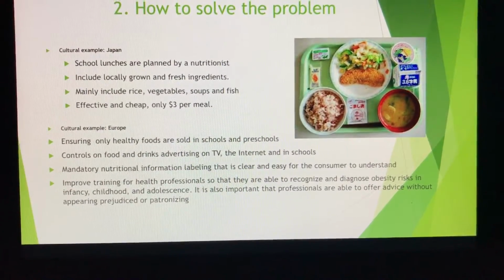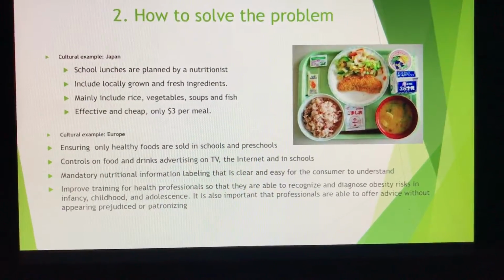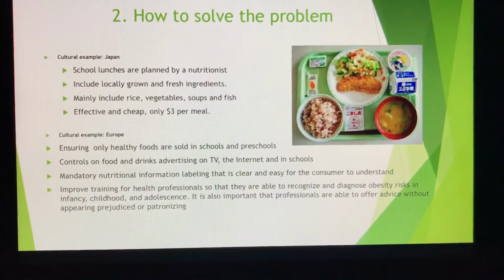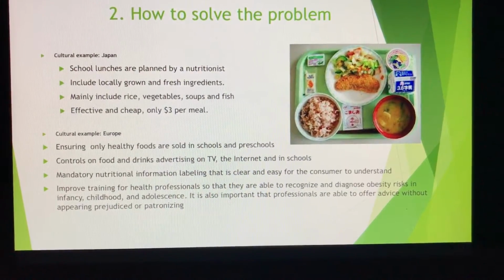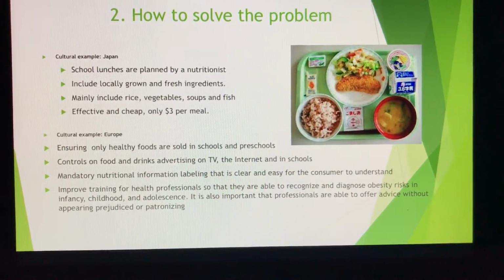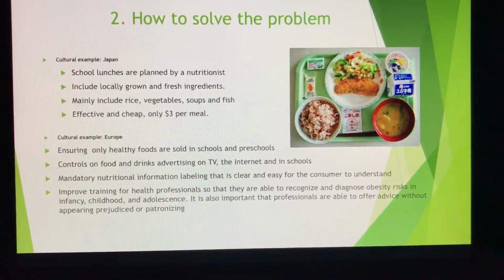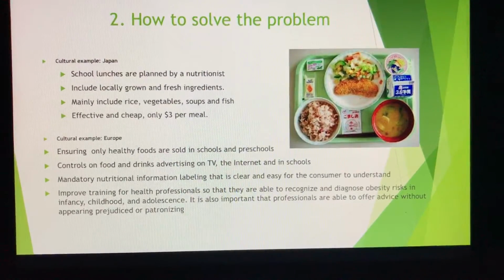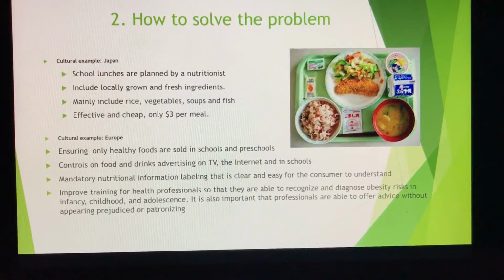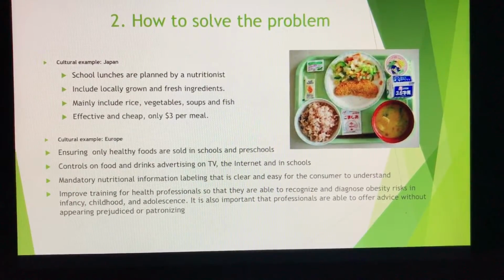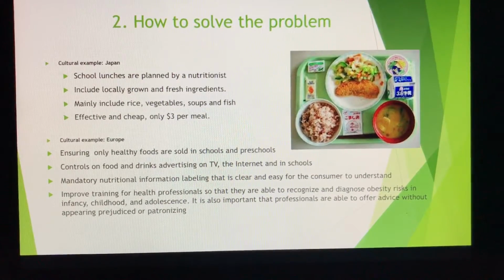So, two cultural examples that have shown a decrease in obesity have been Japan and Europe. And Japan has mainly focused their efforts within school. So their school lunches are planned by a nutritionist, and they include locally grown and fresh ingredients. And their school lunches mainly consist of rice, vegetables, and fish and soup. And their meals are effective and cheap because their plates are only $3 per meal.